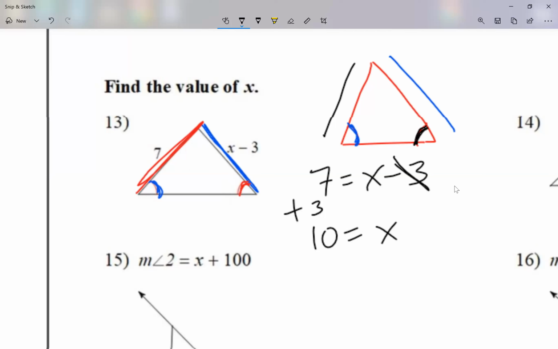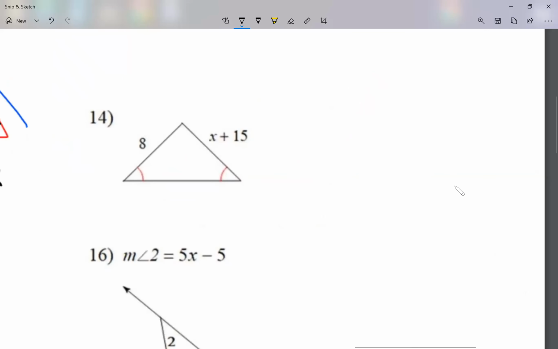So my instructions here were find the value of x. Well, x is equal to 10. Not hard. Let's take a look at number 14. Now, I see this angle is marked, so I'm going to mark this side. I see this angle is marked, so I'm going to mark this side. I always mark the opposite side when I see an angle. I know those two angles are equal, so those two sides must be equal. The way I'm going to find the value of x, I'm just going to go 8 is equal to x plus 15.